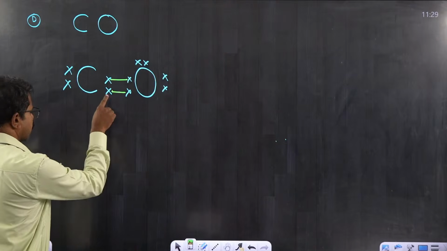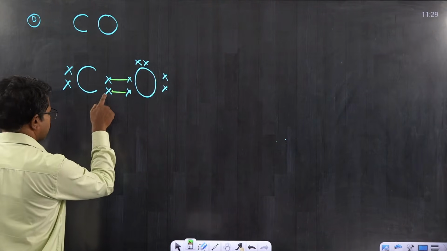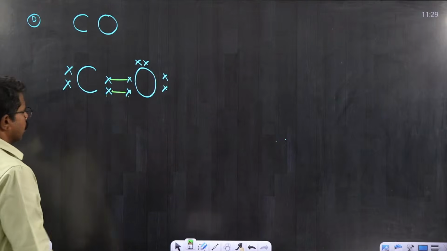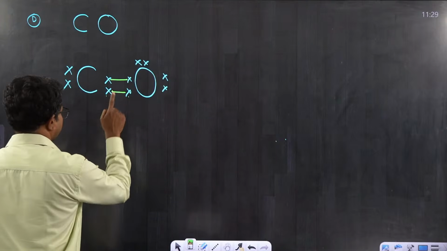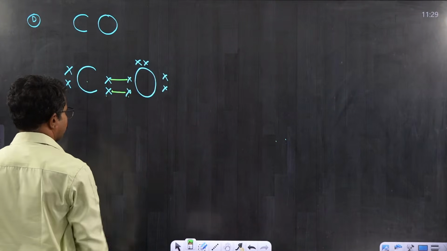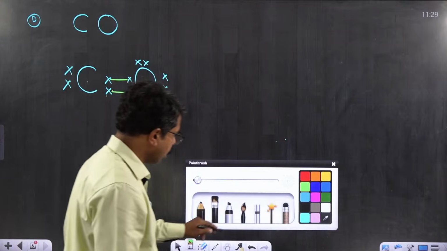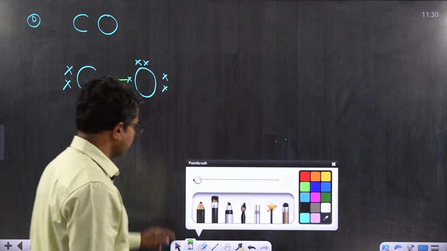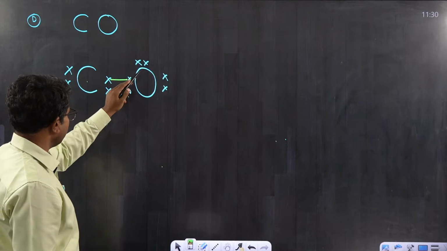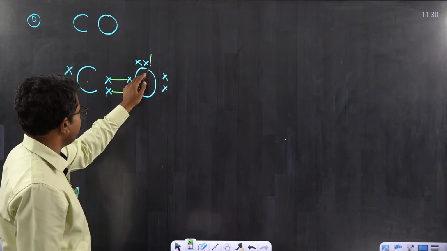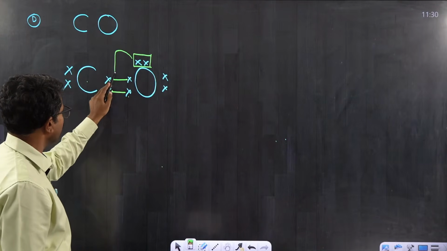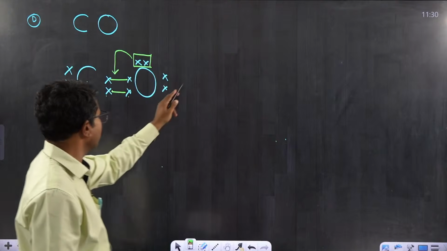Okay. Now consider two bonds between carbon and oxygen. For a single bond, as I told, C is providing 1 electron and oxygen is also providing 1 electron. This is a single bond. And for the next bond, again C is providing 1 electron and oxygen is also providing 1 electron. Now let's talk about the Dative bond.